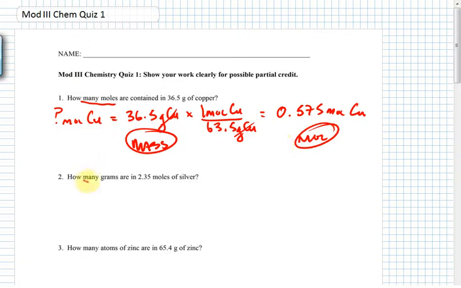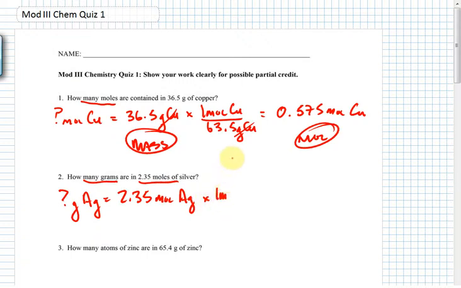All right, turn it around the other way. How many grams, so that's mass, are in 2.35 moles of silver? So how many grams of silver are in 2.35 moles of silver? Again, silver has the symbol Ag. Some of you are confused by that. So now if I look at the periodic table, a mole of silver has a mass of 108 grams.